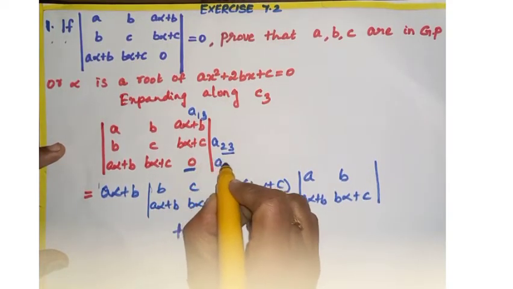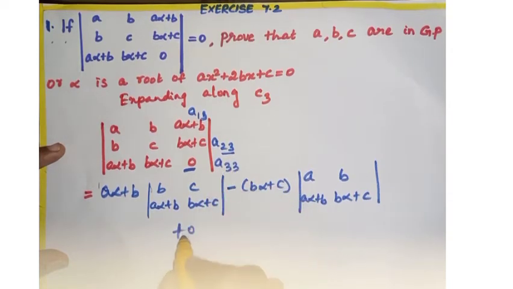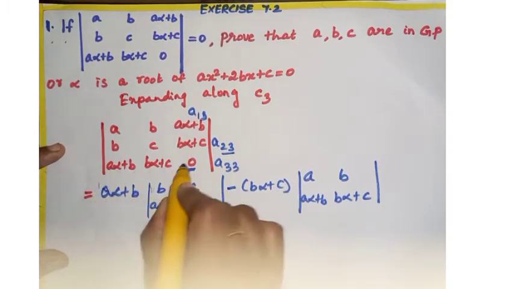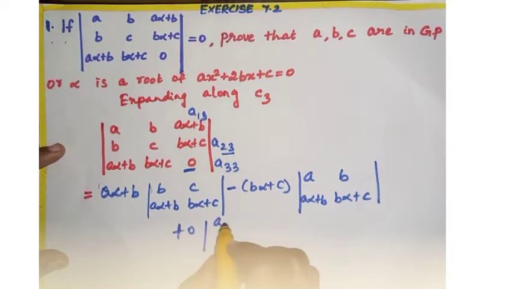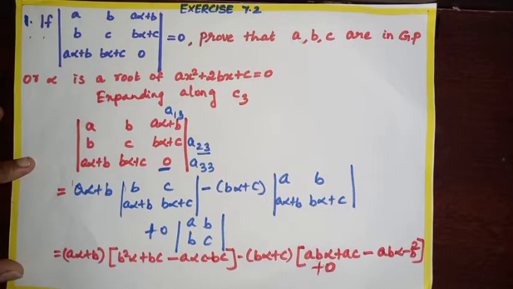It's in the place of A33, so it's even, so plus. Delete the third row and third column. Then you have A, B, B, C, is equal to A alpha plus B.